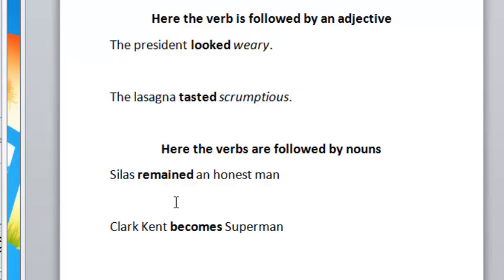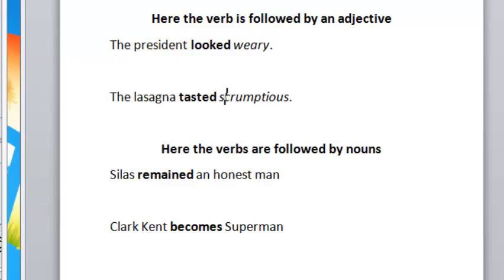And again, in both of these two, Silas is the honest man. So they are the same person. Superman is Clark Kent. So the predicate noun or the predicate adjective is describing the subject of the sentence. In brief, linking verbs are followed by nouns or adjectives. The nouns function as predicate nouns and the adjectives function as predicate adjectives.